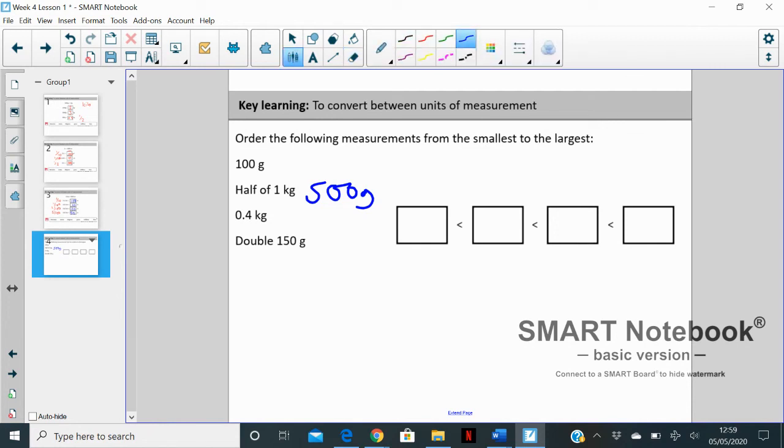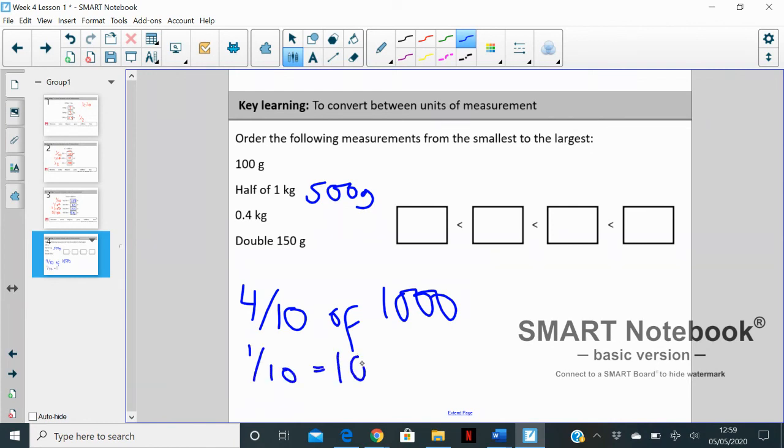Okay, so next we need to find 0.4 kilograms. So 0.4 is the same as 4/10. So I need to find 4/10 of 1000 grams. So to find a tenth, we divide it by 10. That's going to give me 100. So 1/10 is the same as 100 grams. So that means that 4/10 is going to be 400 grams. And lastly, it asked me to find double 150 grams. And I know that double 150 is 300 grams.